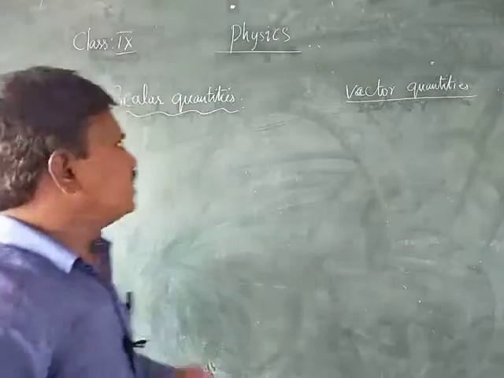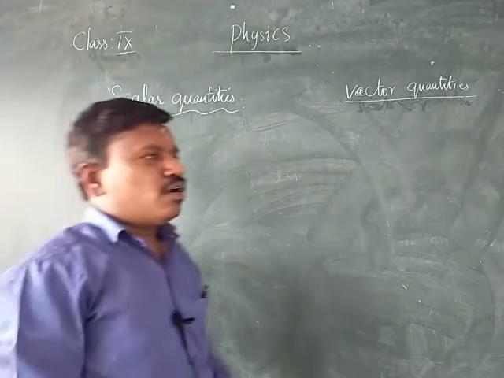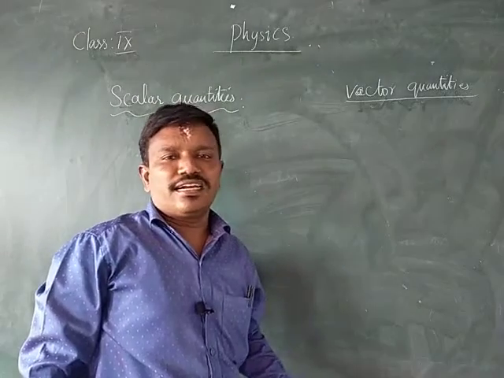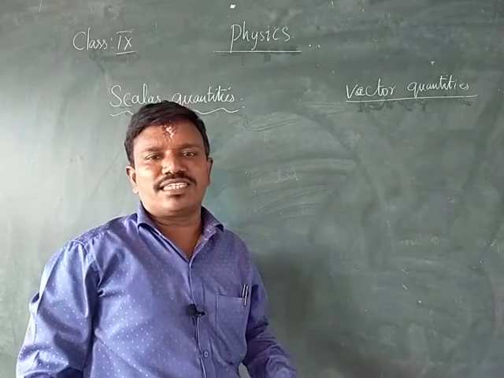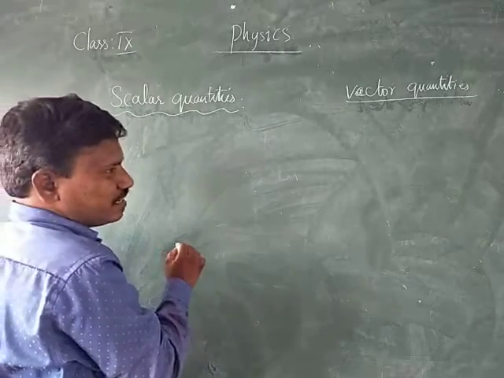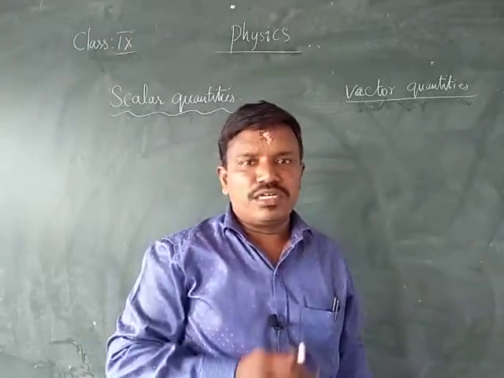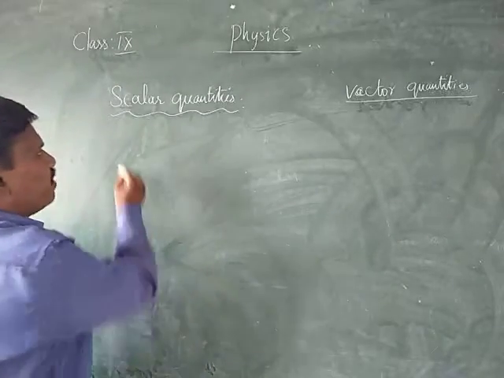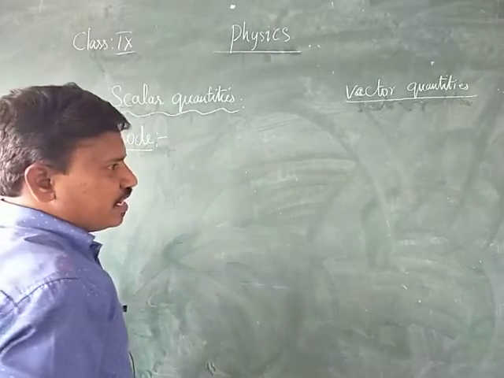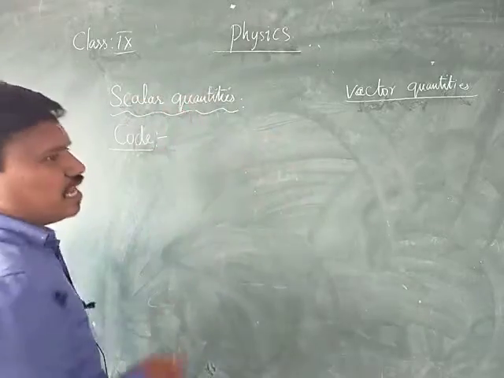First we will learn in detail about the scalar quantities. What are physical quantities? Yesterday we learned that any quantity which can be measured is called a physical quantity. Then what are the physical quantities which are scalar? To know that, I have given a code to remember easily. In this code, we will get most of the scalar quantities.